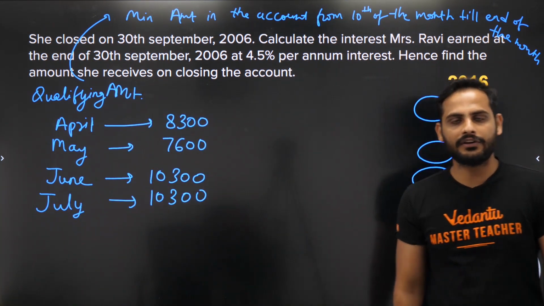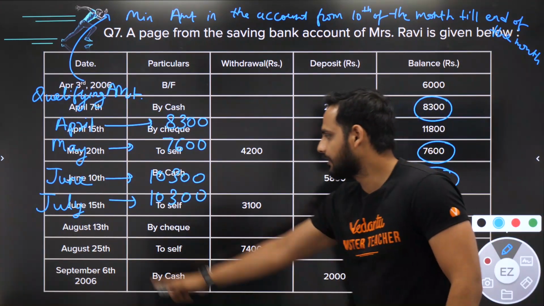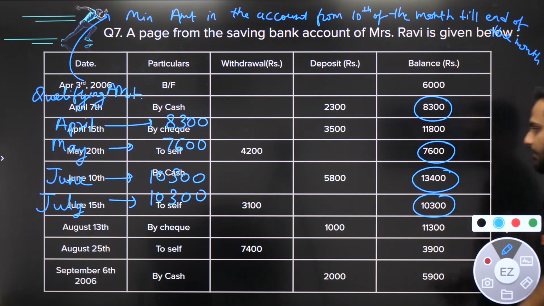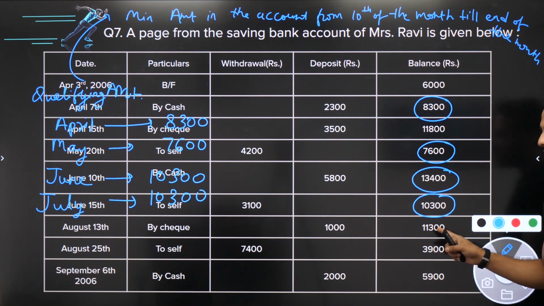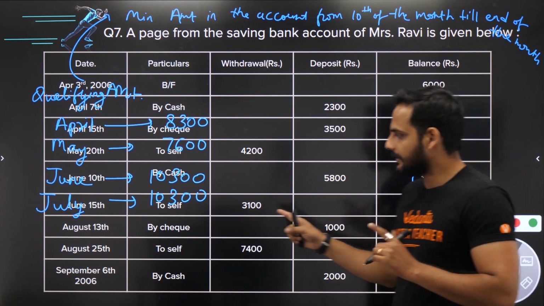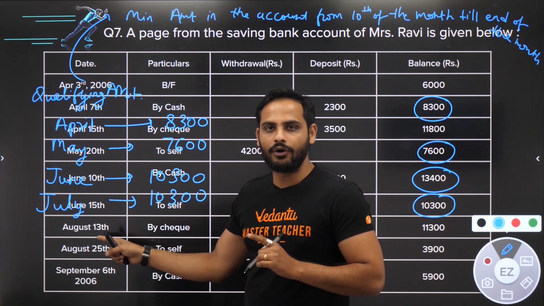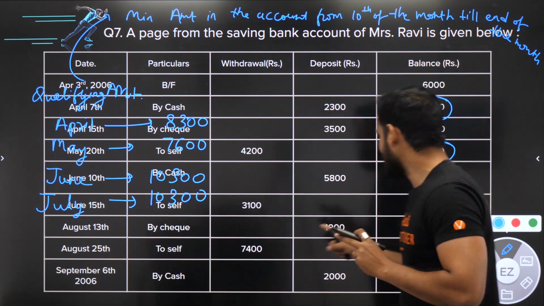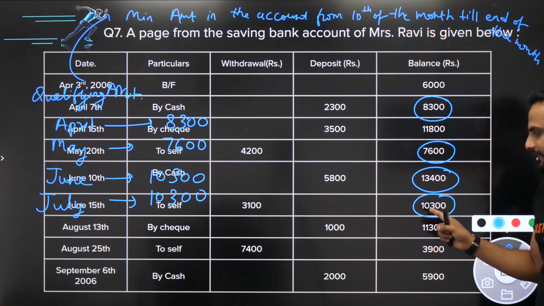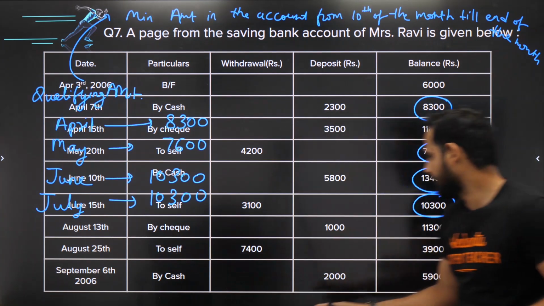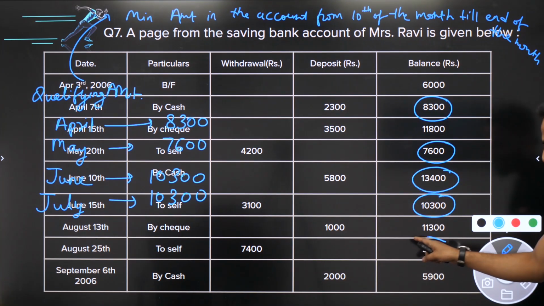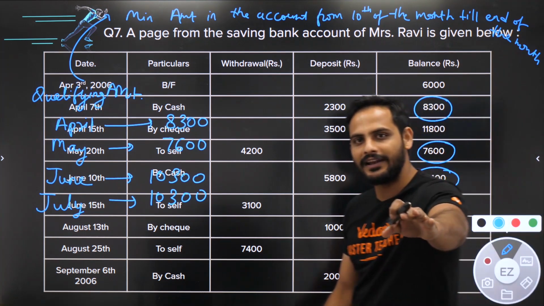Now for August, beta, in August he deposited 1,000 rupees. So in August we have 11,300. But on which date has he done it? On the 13th. That means on 10th of August, we have a minimum balance which is 10,300 only. So till now the minimum is 10,300. After that, on 25th, he has taken 7,400 out. So now this is the minimum amount for August, and banks wale are very clever.